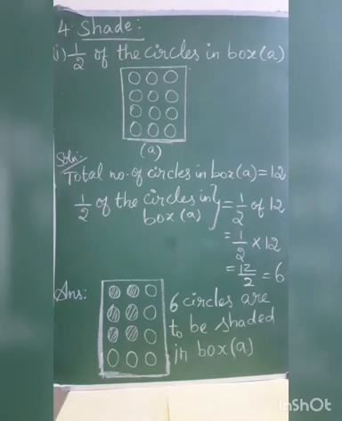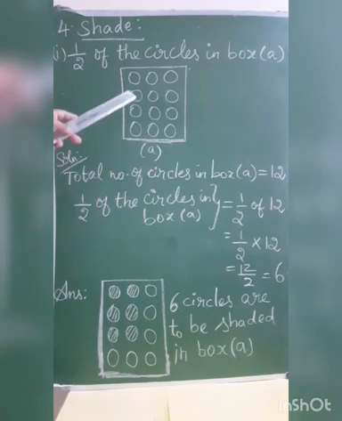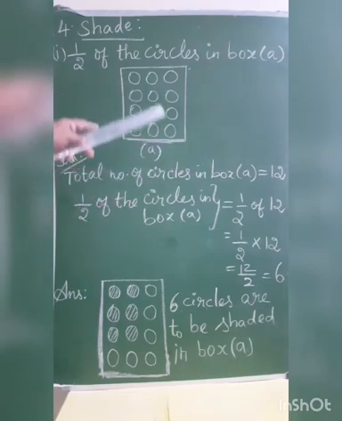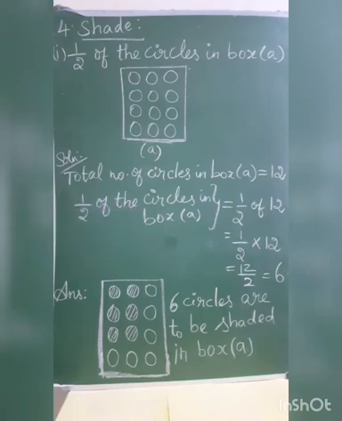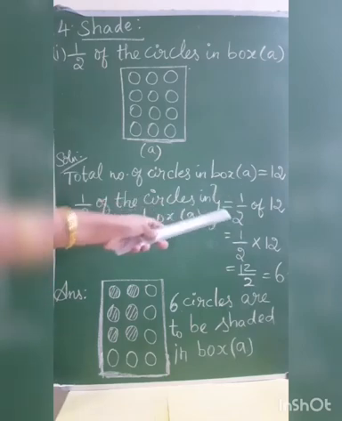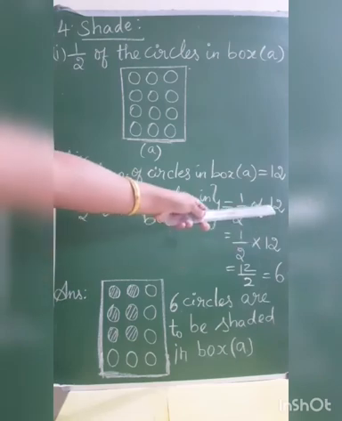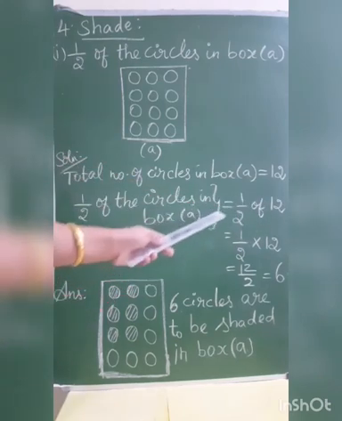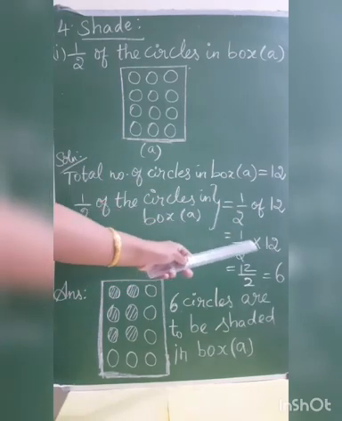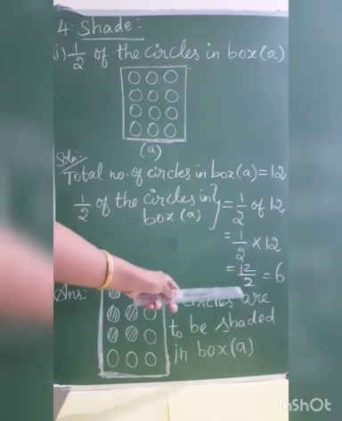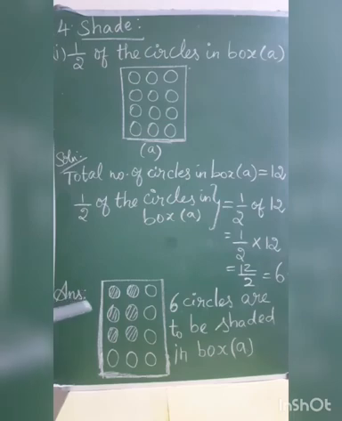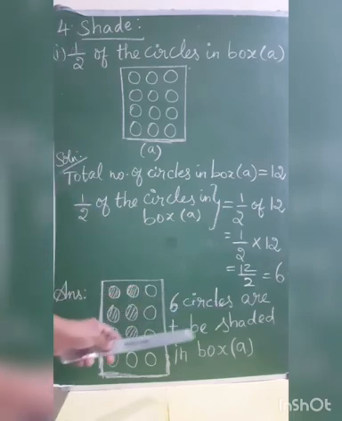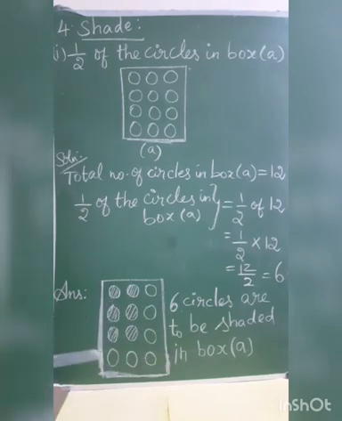So in the solution, the total number of circles in box A is 12. Count the circles. How many? 12. Half of the circles in box A. Half means 1 by 2, half means multiply. The total number of circles in box A is 12. So 1 into 12, 12 divided by 2. So 12 divided by 2, your answer is 6. What is the question? Shaded. So 6 circles are to be shaded in box A.